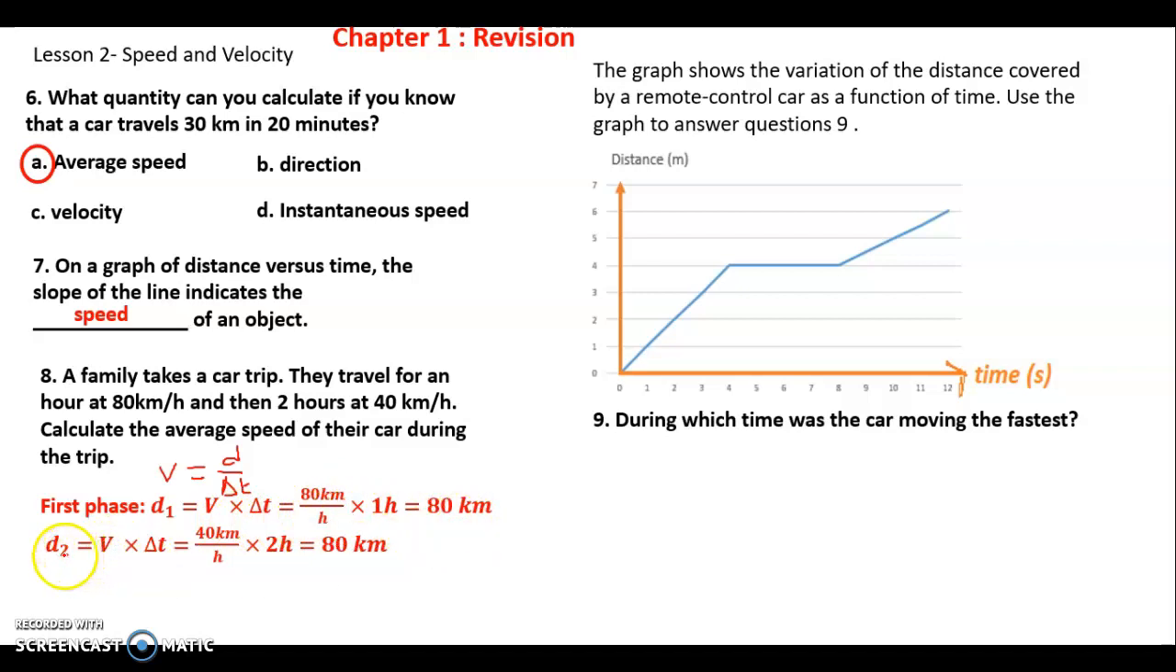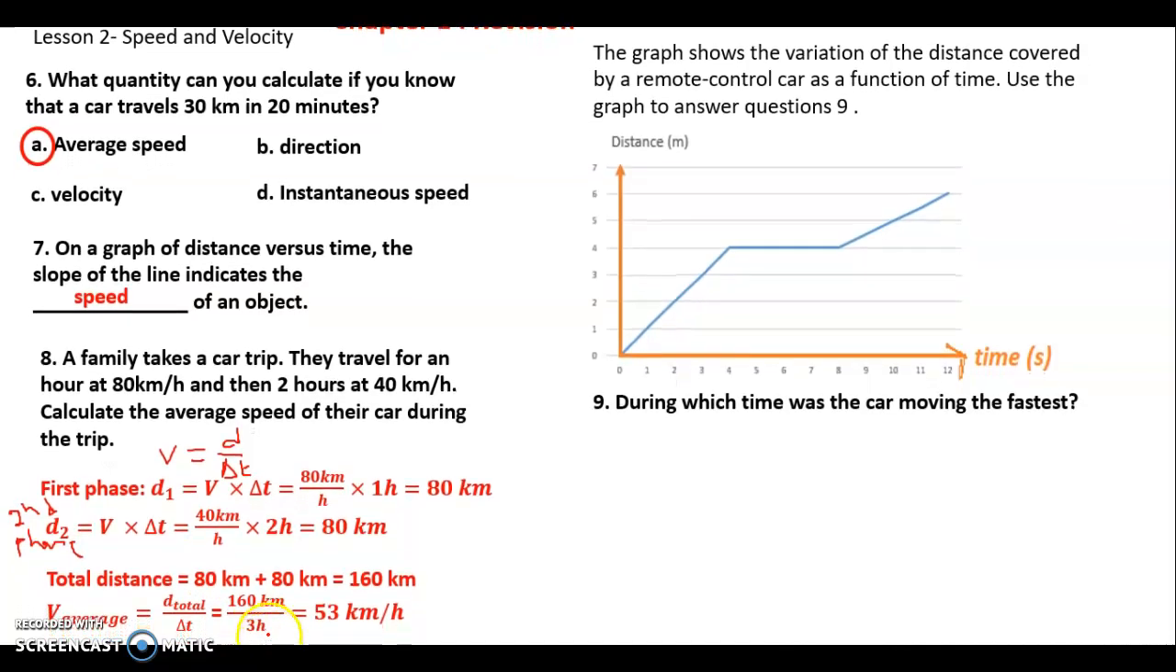Now the distance covered during the second phase. d2 is equal to v times delta t, 40 kilometers per hour times 2 hours, it's 80 kilometers. Add the distances to find the total distance. Total distance is 80 kilometers plus 80 kilometers is 160 kilometers. Now the average speed is equal to the total distance over total time. So it's 160 kilometers over 3 hours because we have 1 hour for the first phase and 2 hours for the second phase. So these are 3 hours. Then the average speed is 53 kilometers per hour.